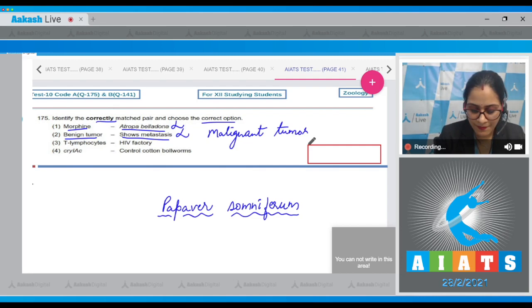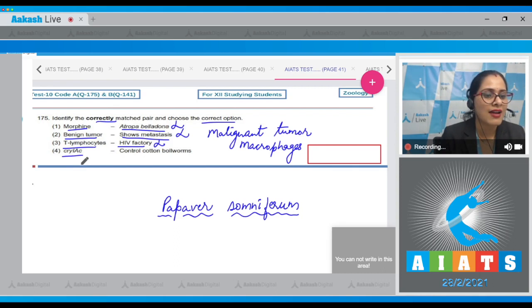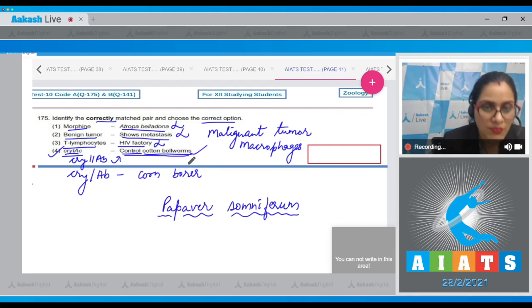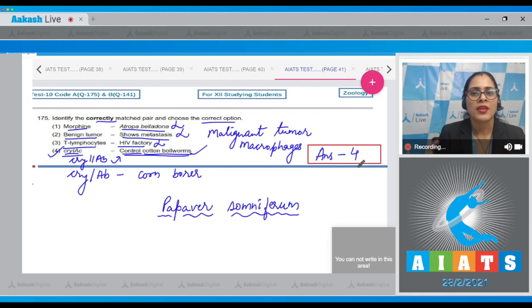Third match, T lymphocytes matches with HIV factory. This is an incorrect match as macrophages serve as HIV factory. The last match is Cry1Ac, and the match is controls cotton bollworms, is a correct match and is the correct answer to our question. Because Cry1Ab controls corn borer, whereas Cry1Ac and Cry2Ab, they both control cotton bollworms. So the correct answer to this question is option number 4. Let's proceed to the next question.